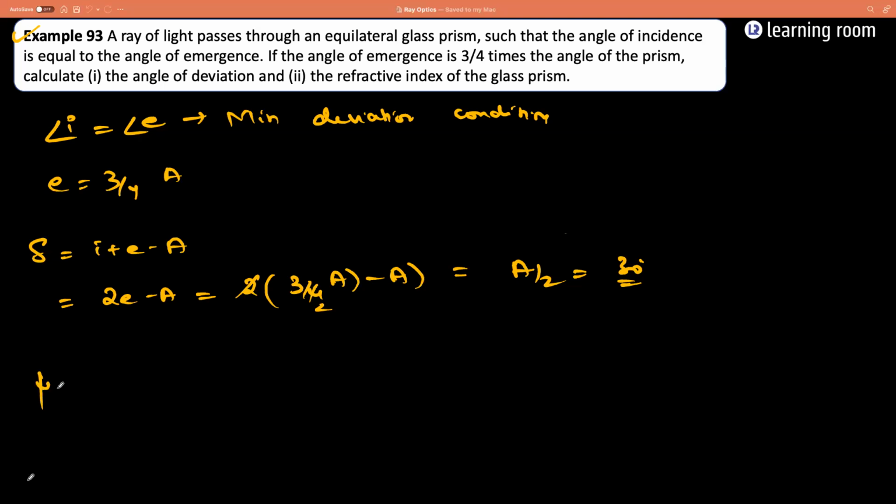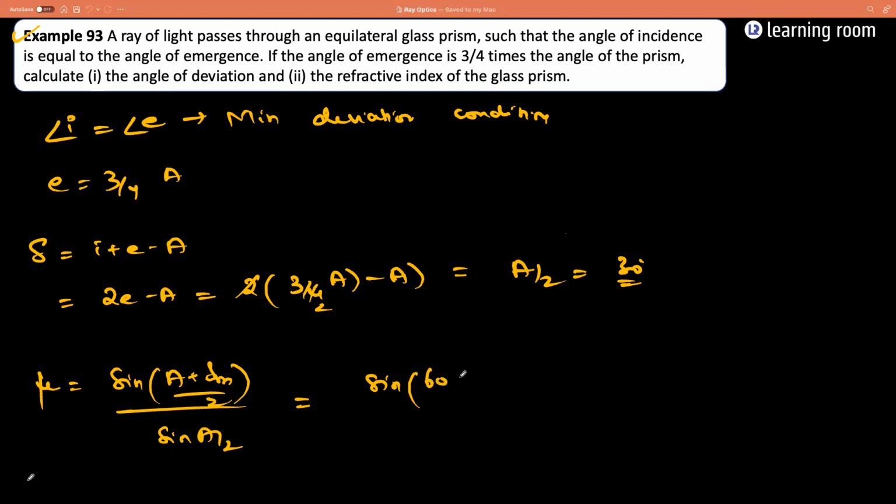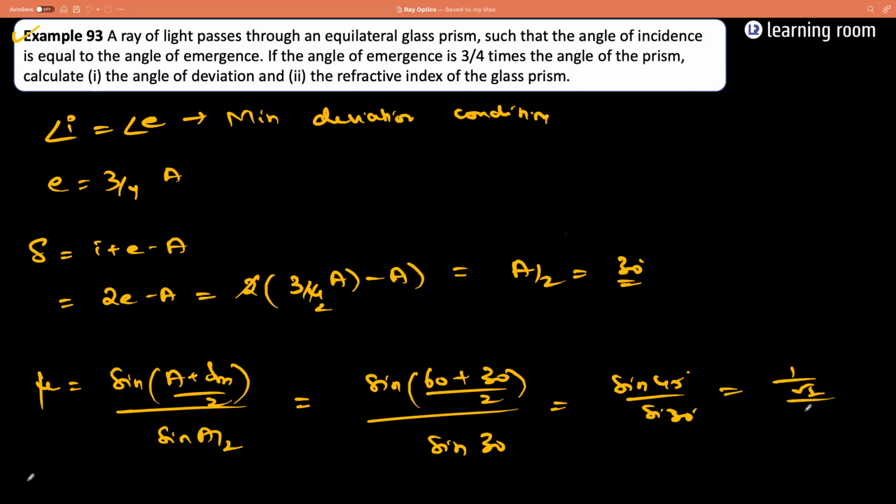And what is going to be the refractive index of the prism? It will be sine of (A plus delta M) divided by 2, divided by sine A by 2. So sine of (60 plus 30) divided by 2, divided by sine of 30. So sine of 45 divided by sine of 30, which is 1 by root 2 divided by half. So the answer will be root 2.